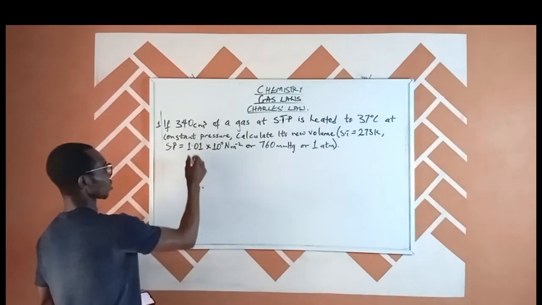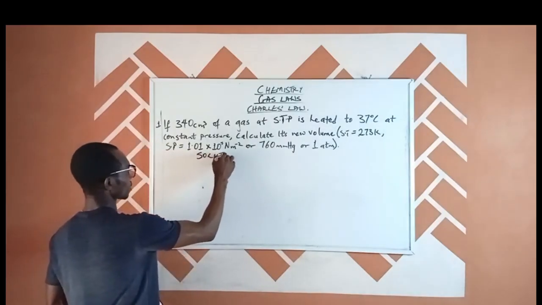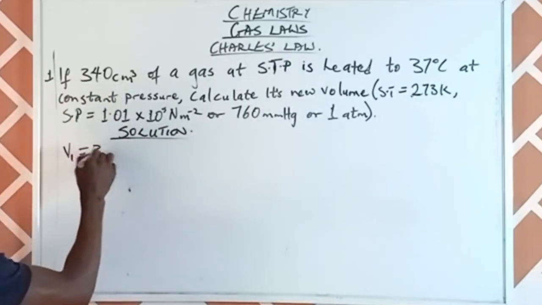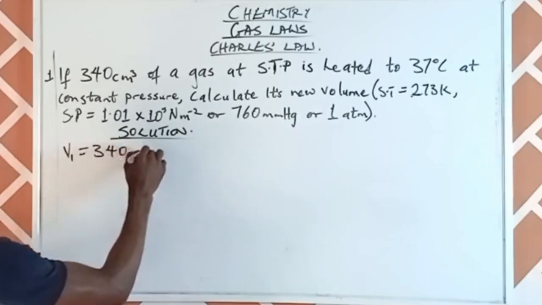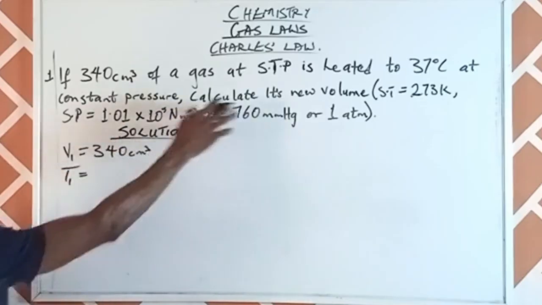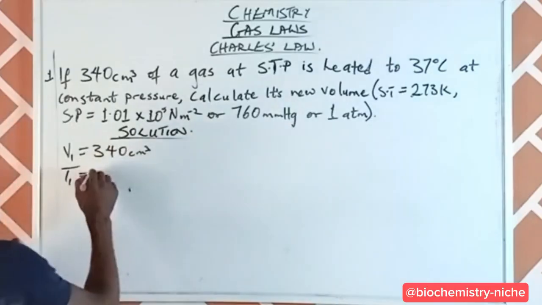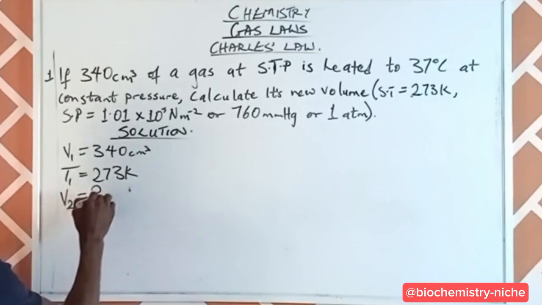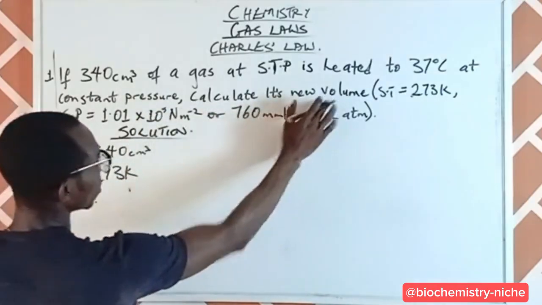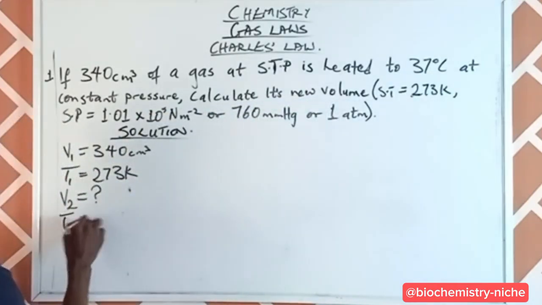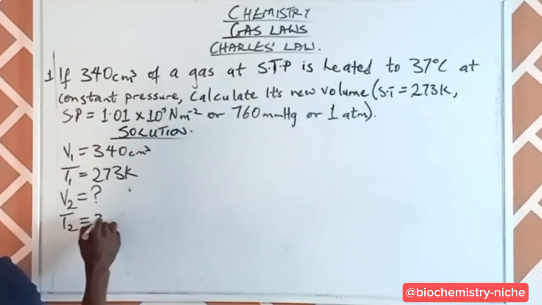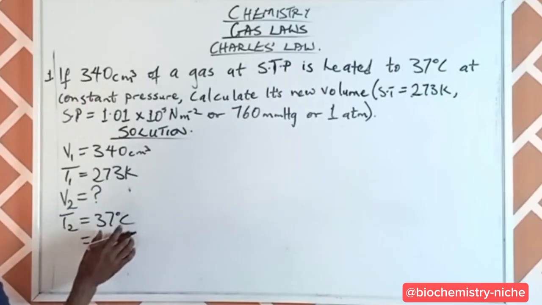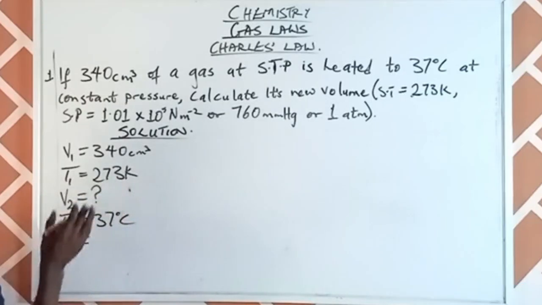So let us quickly solve that, writing out our parameters first. So here now we have our V1 to be 340 centimeter cube and our T1 is standard temperature. We have it to be 273 Kelvin. So our V2 from the question is unknown. We are told to calculate the new volume at T2, and our T2 we said it is at 37 degrees Celsius. So first and foremost, we need to convert this from Celsius scale to Kelvin scale. That is how we can solve this question.